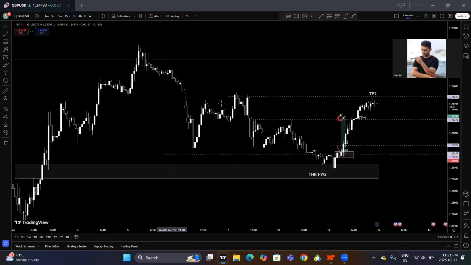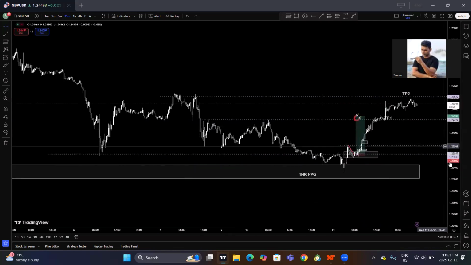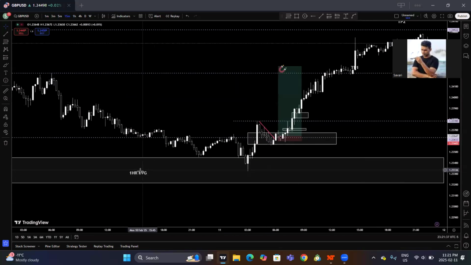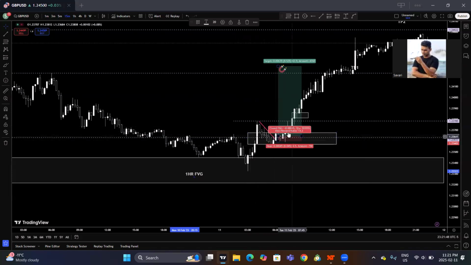So I woke up exactly at 6 o'clock in the morning in order to trade the New York session. When I woke up, I saw the market like this. Price came to this 1 hour fair value gap, started to react and gave the structure shift to the upside, and it created a big fair value gap. So as soon as price comes to this level, I need to look for an entry.